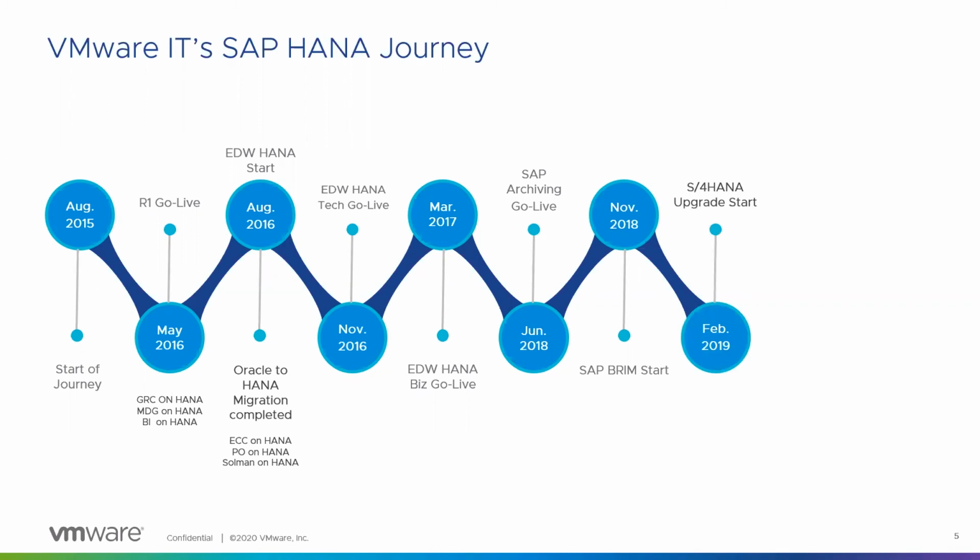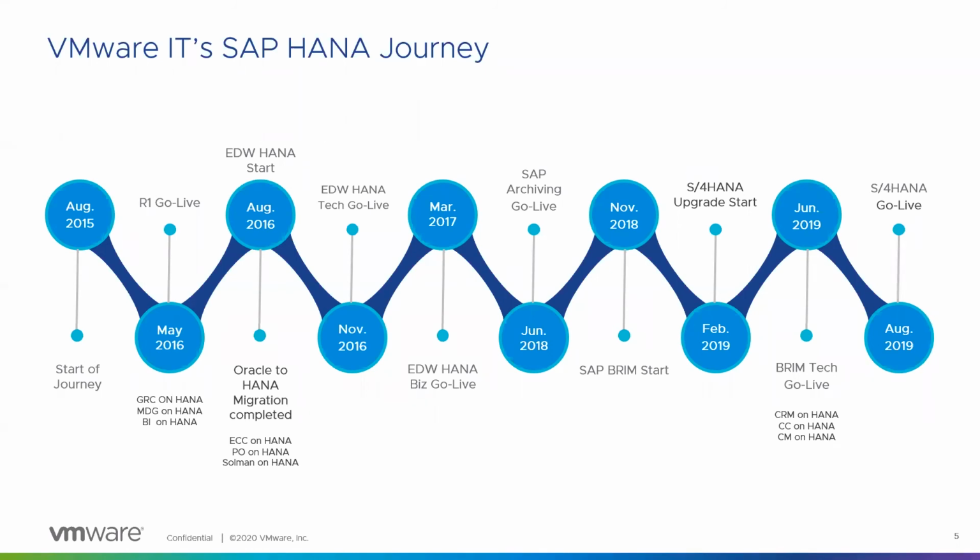In February 2019, we started S/4HANA upgrade in parallel with SAP BRIM project. In June 2019, we were live with the BRIM technical platform. Now we have 3 more applications running on HANA, which is CRM, CC, and CM. In August 2019, our S/4HANA went live. So from here, you can see most of our SAP projects actually complete in 3 to 9 months.